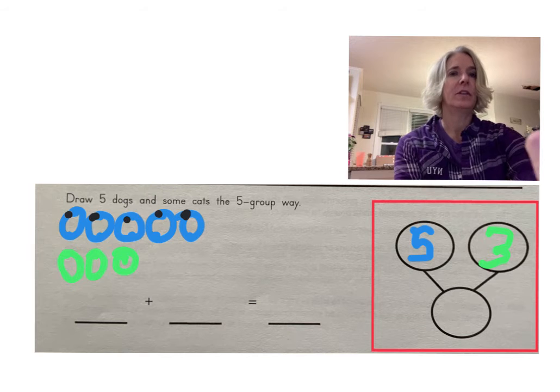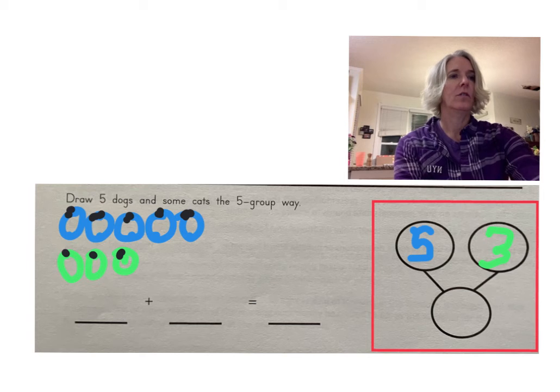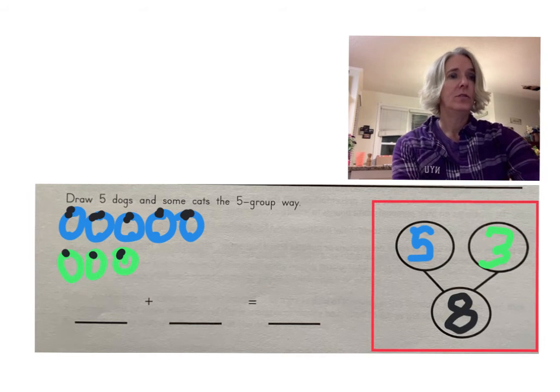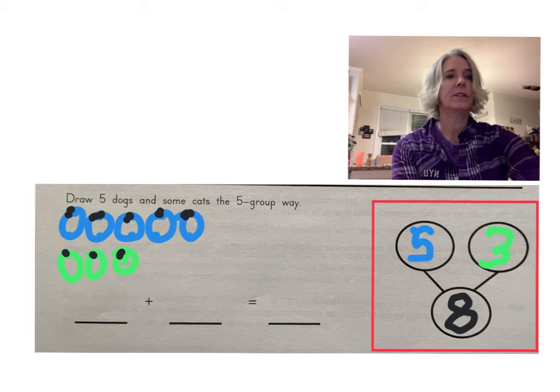How many do we have in all for our whole number? Let's count them up. 1, 2, 3, 4, 5, 6, 7, 8. Our whole number is 8. You should be doing this on your own activity sheet. We'll look at your work when you get to the teacher table.